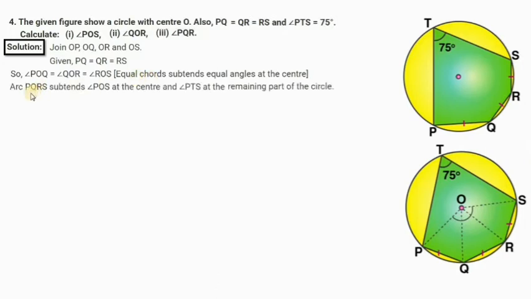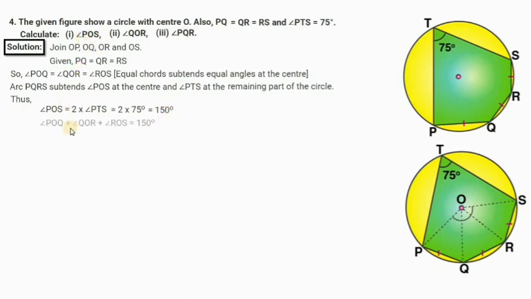Now let us see what is happening here. So arc PQRS means this arc. Arc PS subtends angle POS at the center, and in the remaining part it subtends PTS. So this central angle, this full angle, will be double of this, right? So we have POS equals 2 times PTS, that is 2 times 75. PTS is 75, so this is 150 degrees. So angle POS turns out to be 150. So our first answer is done, right?